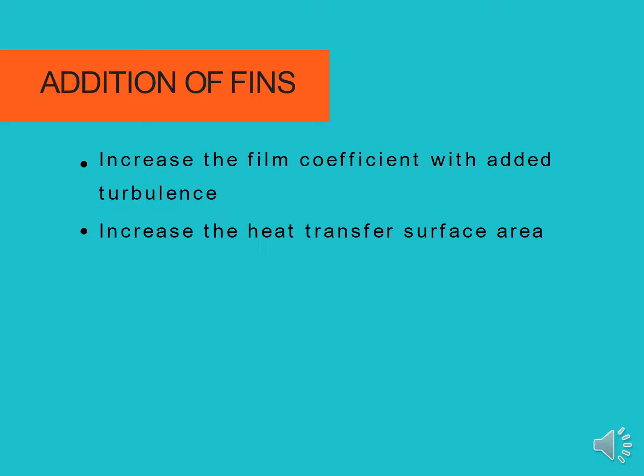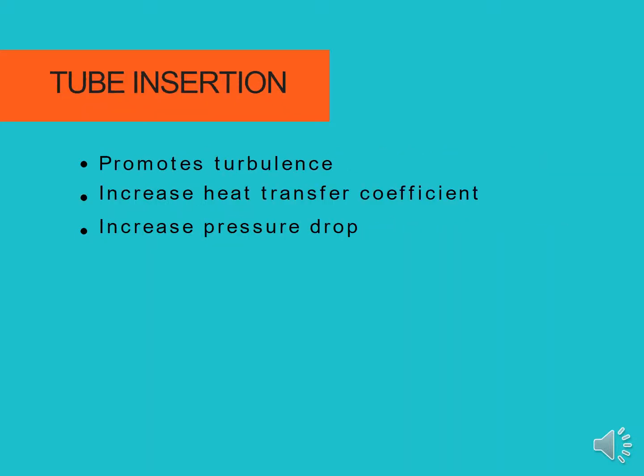Secondly, we can increase the number of fins on the shell and tube heat exchanger because it increases the film coefficient with added turbulence and increases the heat transfer surface area. Thirdly, we can insert the tube inside the shell and tube heat exchanger because it promotes turbulence and increases the heat transfer coefficient. Besides that, it also increases the pressure drops.